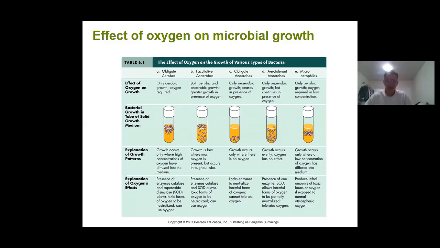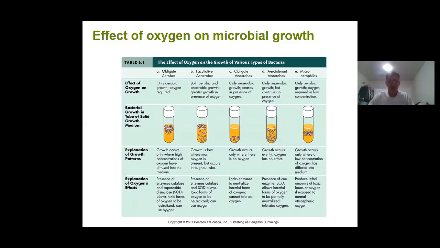And you'll see the most growth at the top of the tube because that's full oxygen. And as you go down in the tube, you have less and less oxygen. And so you have less and less growth. And that's trying to show less growth as you go down in the tube. In the bottom of the tube where there's no oxygen, you'll get no growth. So that's an obligate aerobe.